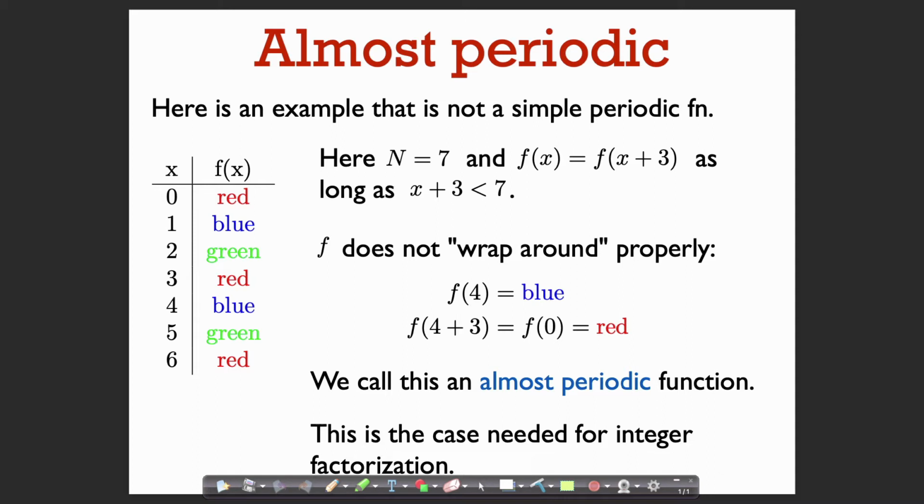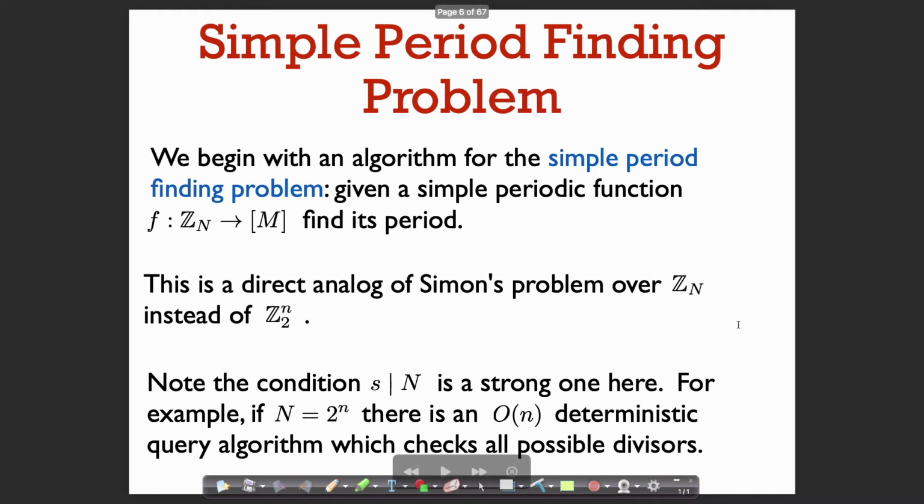But so as I said, we're going to start out with the simple periodic function case. So let's go ahead and define the simple period finding problem. And as I mentioned, this problem already has all of the quantum ideas that are needed for the quantum algorithm. And this case is also very elegant mathematically.